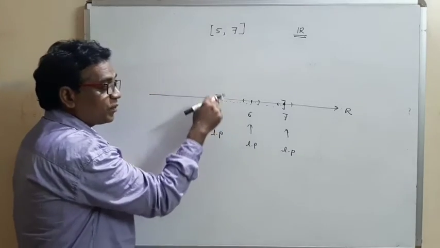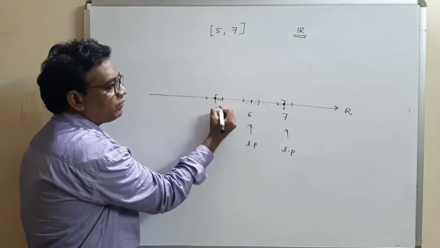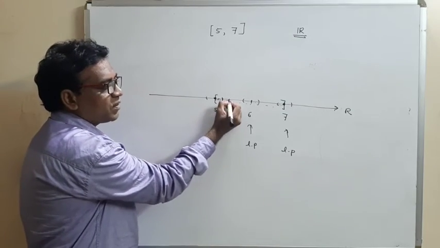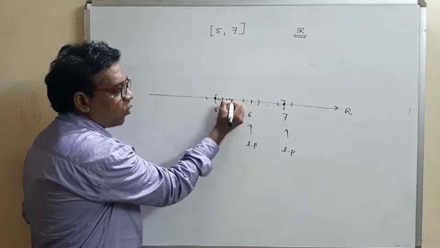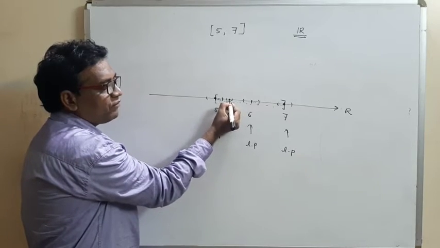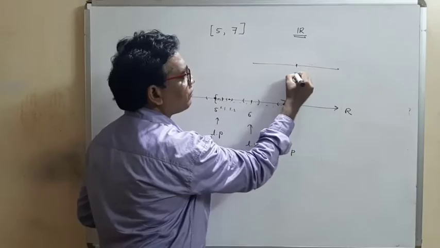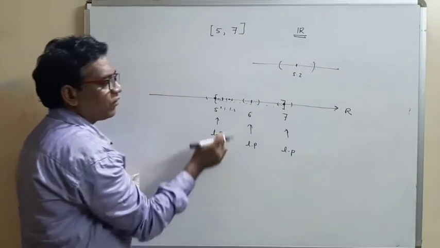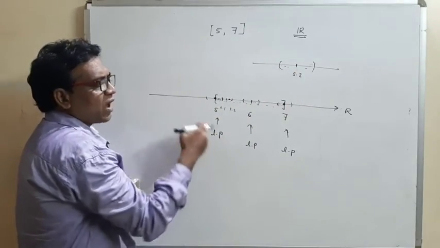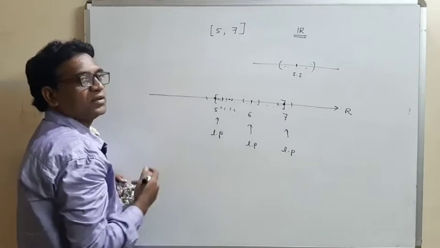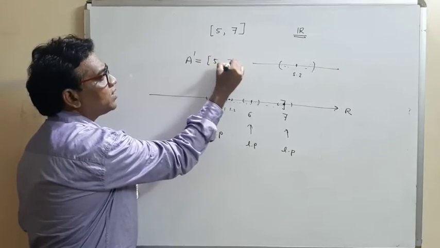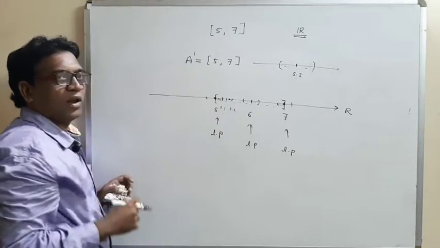If you consider a middle point, suppose 5.2, this is again a limit point. This is the open sphere for the point 5.2, and obviously this open sphere contains infinitely many points of this set. So every point is a limit point for this set. So what is the derived set, or the set of all limit points? It is the closed interval 5 to 7 itself. It is the set of all limit points.